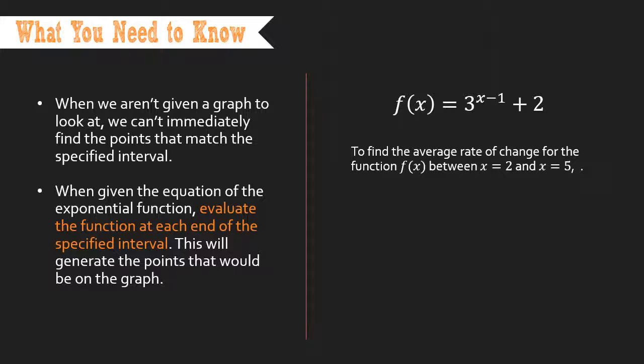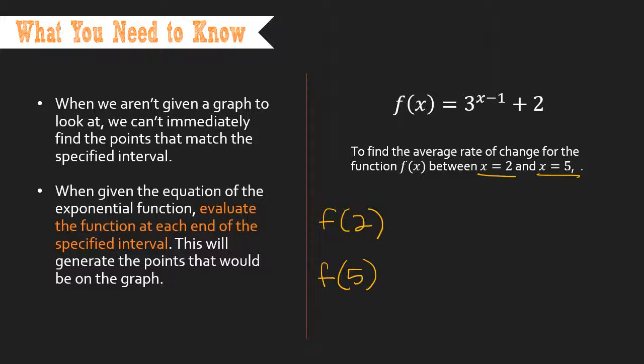So if I'm given a function like this, f of x equals 3 to the x minus 1 plus 2, I'm not given the graph, but it tells me to find the average rate of change for the function between two specified points. I can then evaluate my function at those 2 points. So I can evaluate at x equals 2 and I can evaluate at x equals 5.